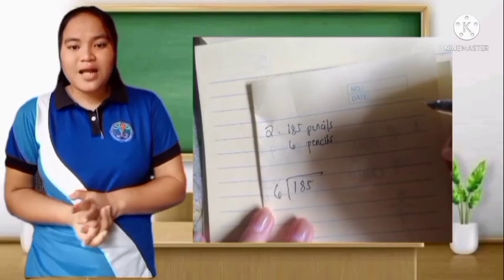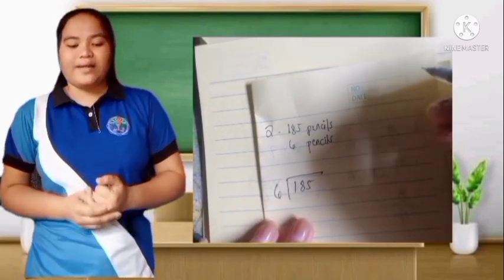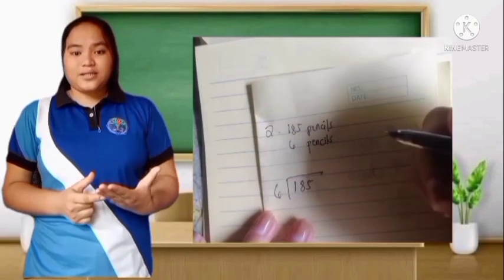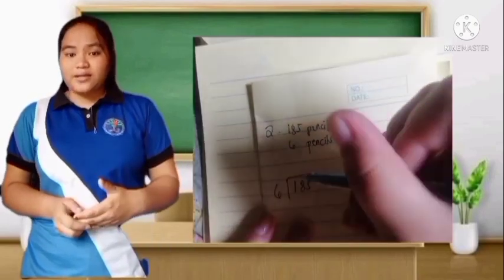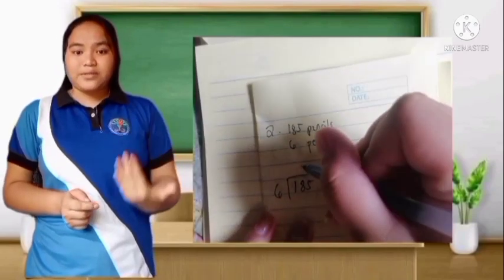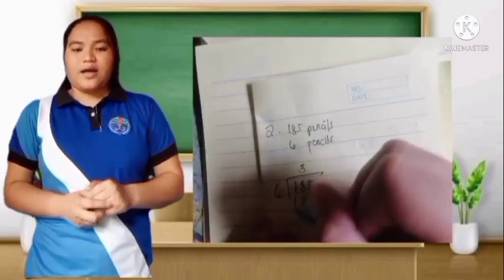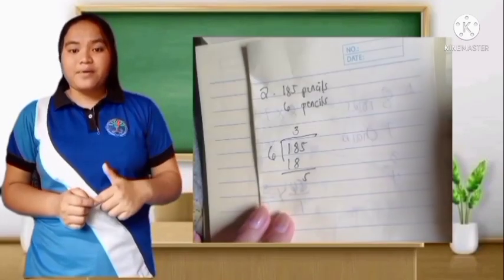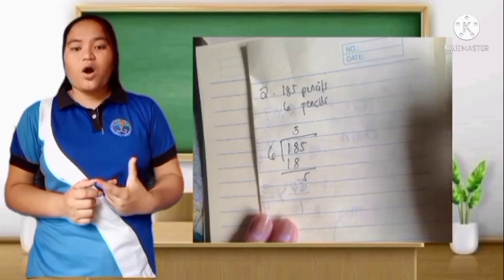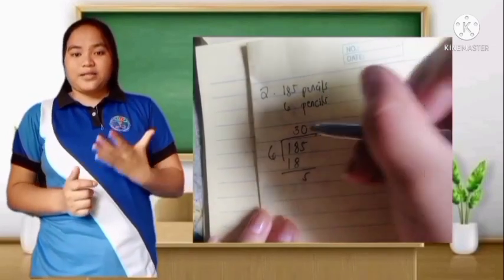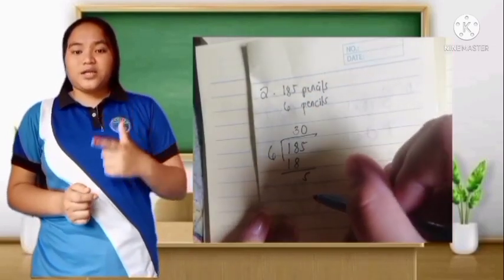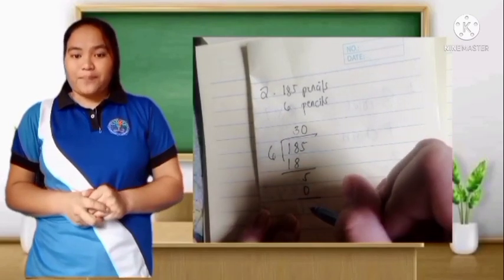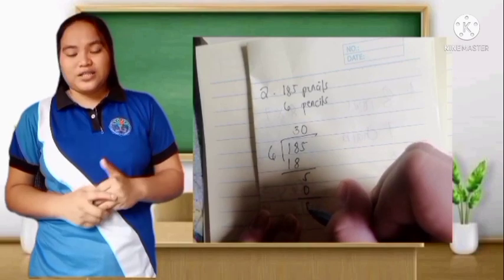So, let's divide it one by one. So, 185 divided by 6. So, 18 divided by 6 equals 3. So, 3 times 6 equals 18. And bring down 5. 5 divided by 6 equals 0. So, ilalagay po natin sa taas yung 0. So, 0 times 6 equals 0. So, 5 minus 0 equals 5.